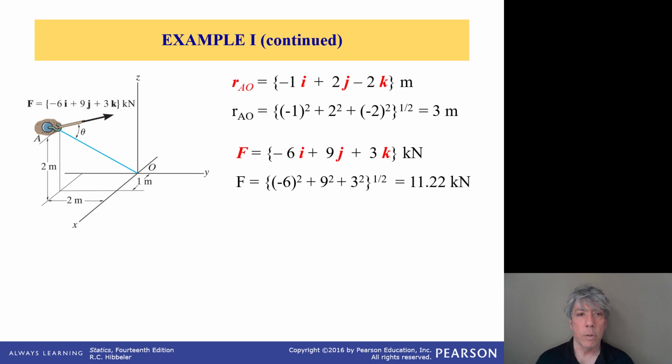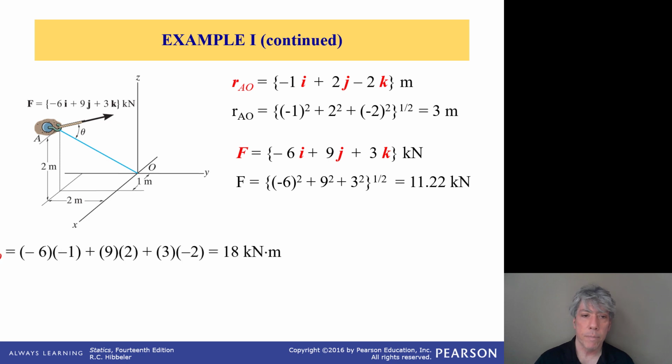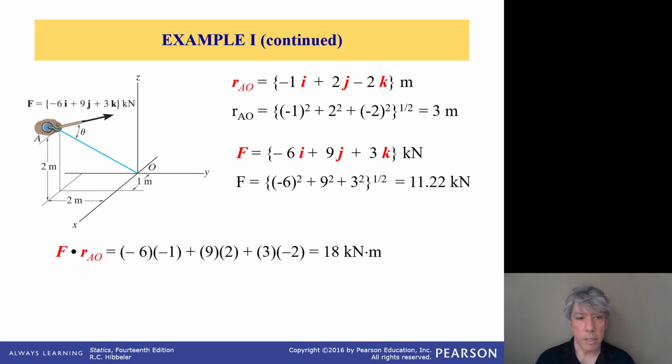So that's how we write down the position vector, RAO. And then we can calculate its magnitude by simply squaring all the terms and adding them together, then taking the square root. So this position vector has a 3 meter magnitude. And of course, the force F was given directly, but we need its magnitude, so we do that next. Now, to take the dot product between those two, we take each of the components of RAO and F, multiply them by each other and add. So -1 times -6 plus 2 times 9 plus -2 times 3. And you see the result of that is 18.